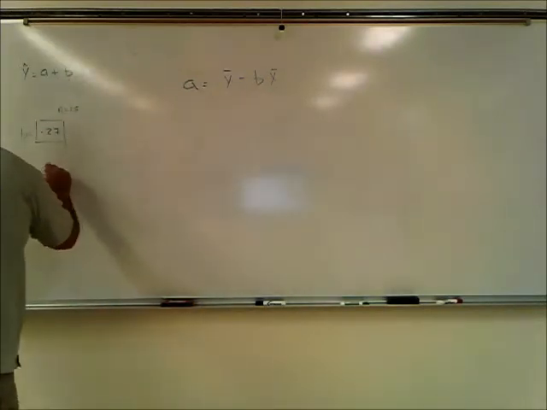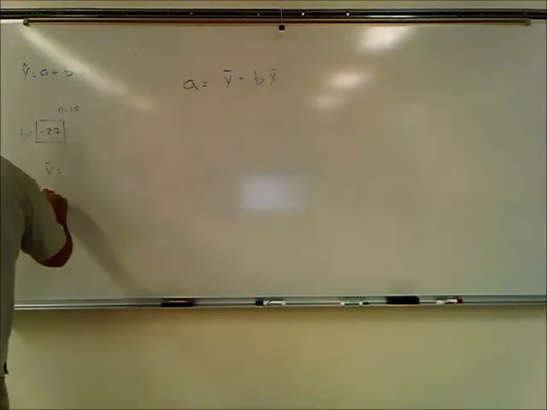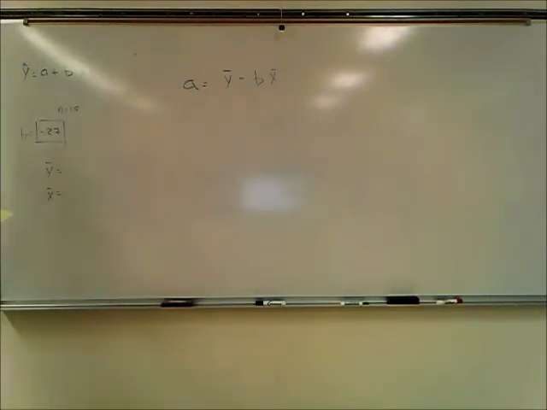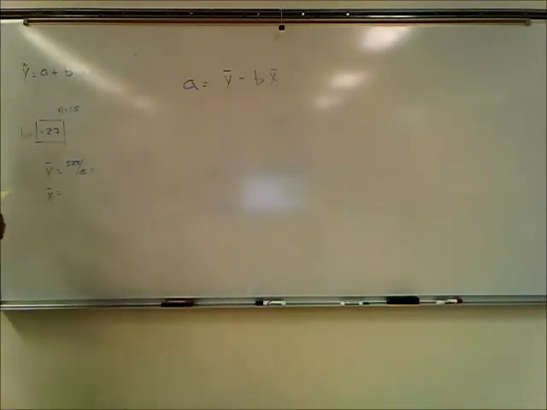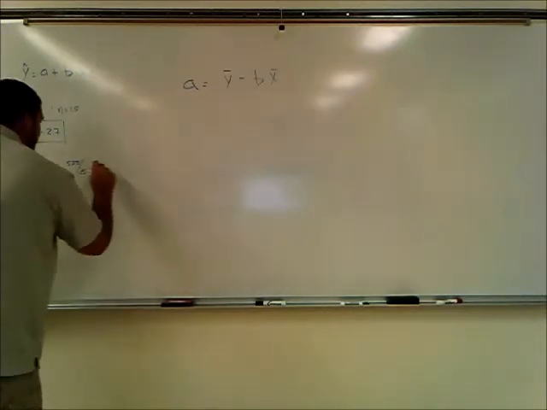We actually haven't calculated these scores yet, so let's go ahead and do that. To get the average score for y, we're going to take the sum of y, 575, divide that by 15. We're going to get an average score of 38.33.